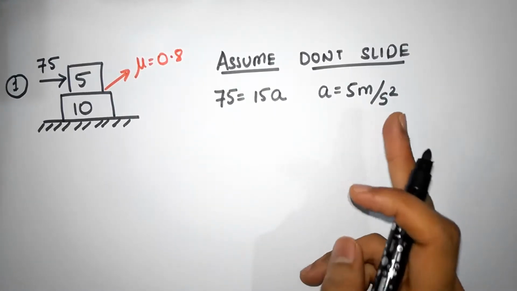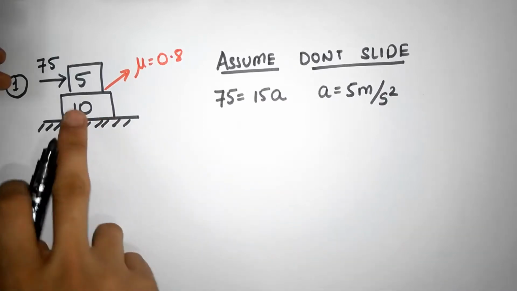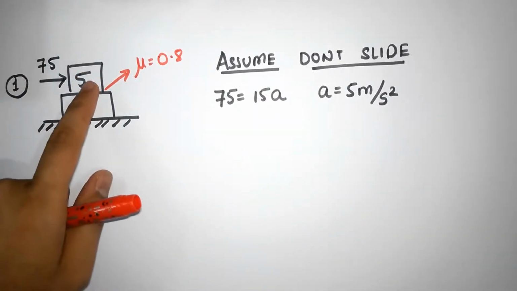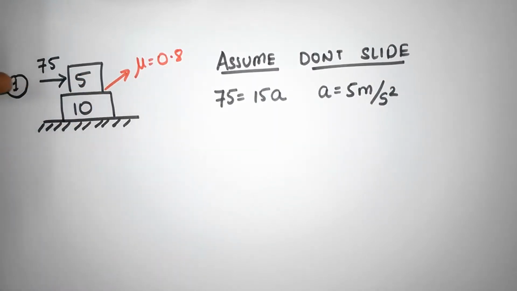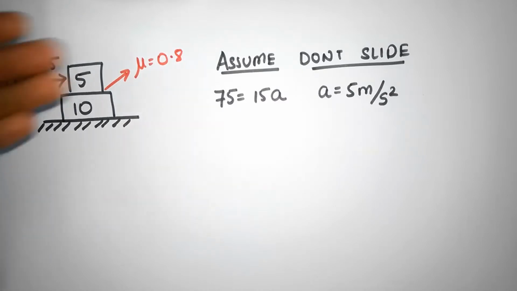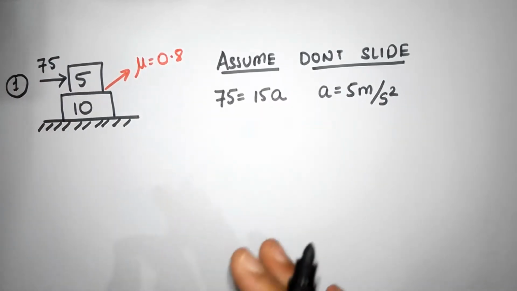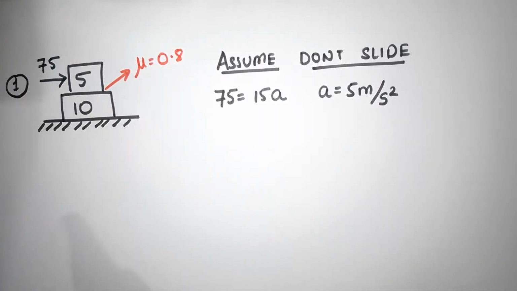Now how do I check whether this is going to happen or not? To do that, we have to ask ourselves what is accelerating this block and what's accelerating the other. How many forces are acting on this 5 kilogram block? Clearly there's a 75 Newton force acting, but there's another force. Can you identify that? That's the frictional force. And the key thing is to understand the direction of the friction, and I told you before what to do.